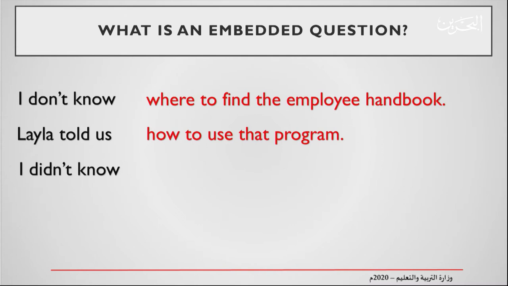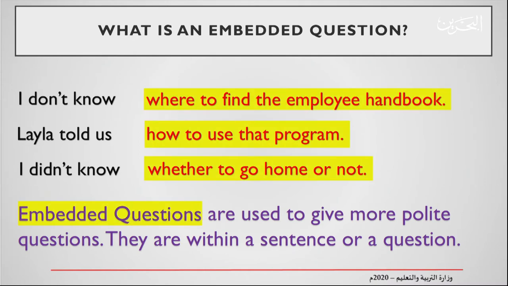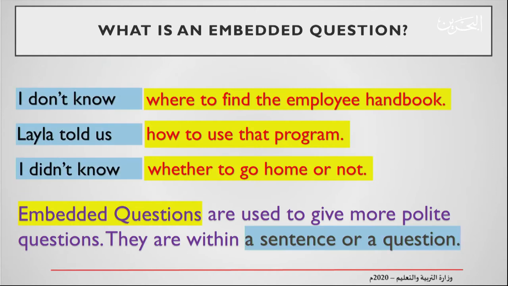A third example, I didn't know. Let me use an embedded question. I didn't know whether to go home or not. So, embedded questions like where to find the employee handbook, how to use that program, whether to go home or not, are used to give more polite questions. They are within a sentence or a question. So, these phrases, sentences or questions, they come before, and then the embedded question.